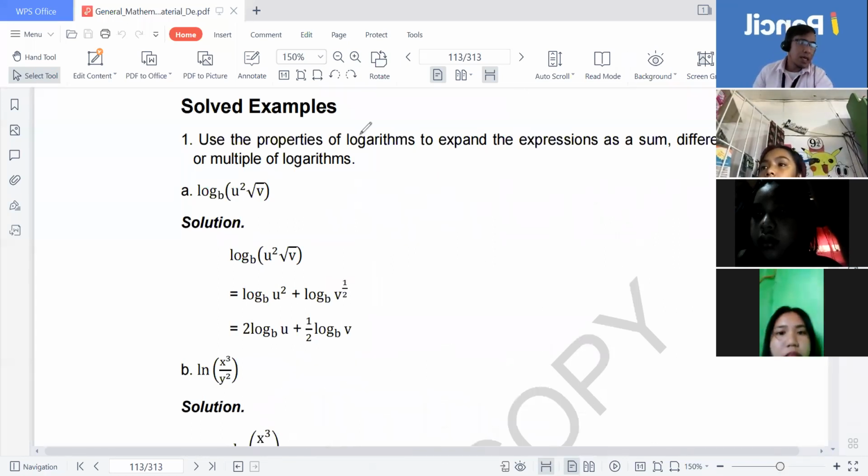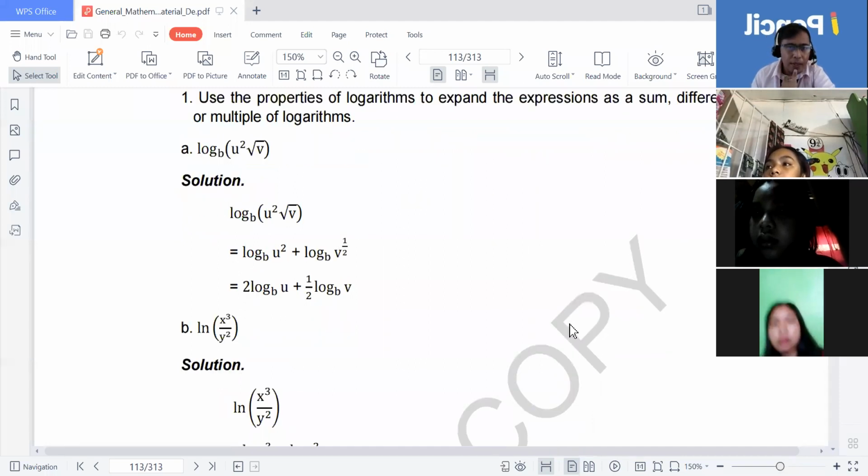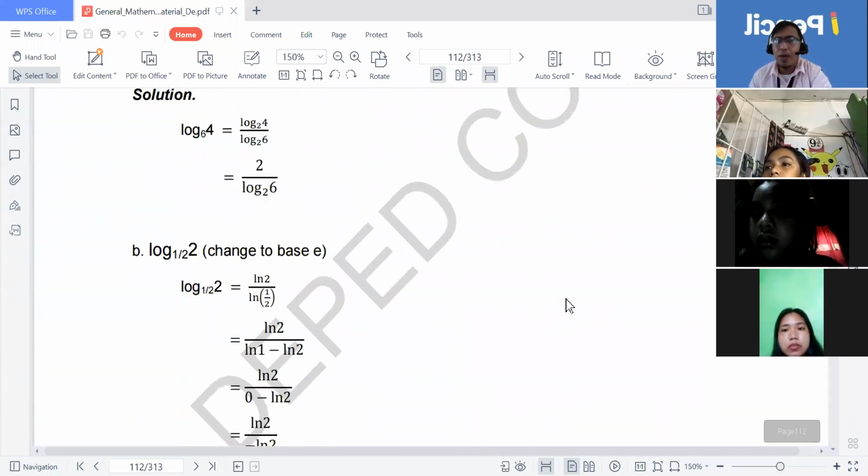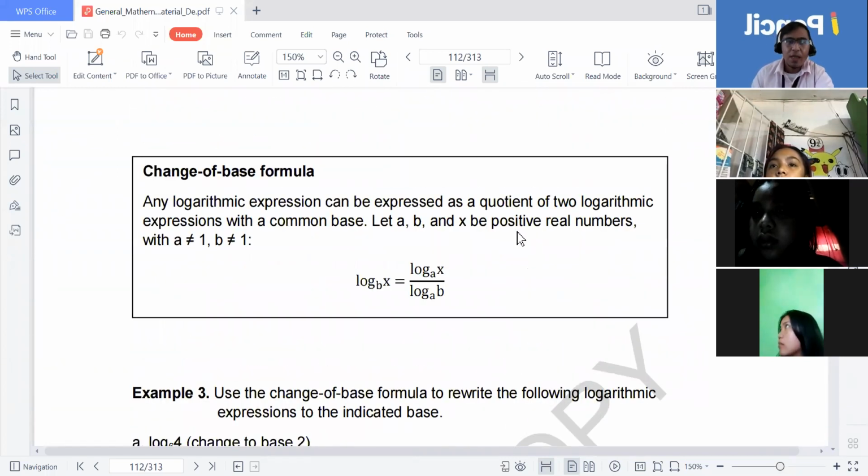Let us have now changing of the base. All you have to remember is if you have log of x base b and you want to change this base into any base, say a, it can be written as log of x base a, the base that you wanted to change, then over log of b base a.